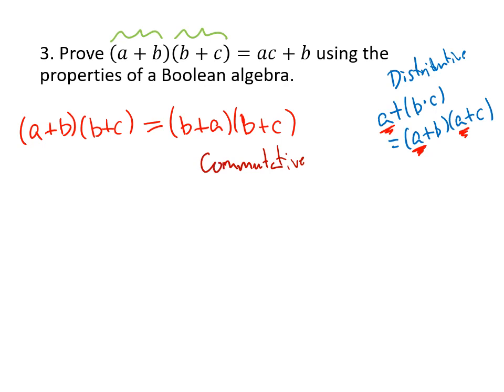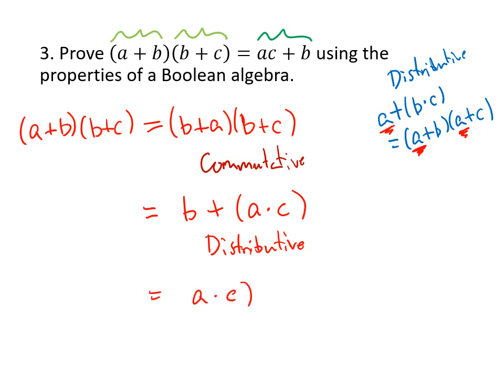Now that we've made the first thing in each parentheses the same, we can essentially undistribute. So we get B plus parentheses A times C using our distributive property. And now it's almost what we have. Again, what we want to get is AC plus B. So all we have to do is now use commutativity one more time to rewrite this as A times C plus B. That's again using commutativity of addition. And that gets us the equivalence that we want.